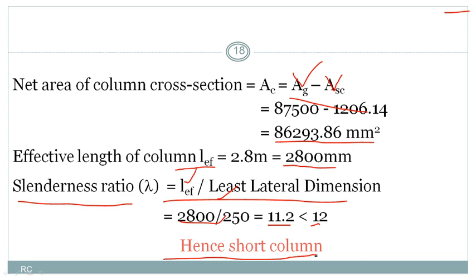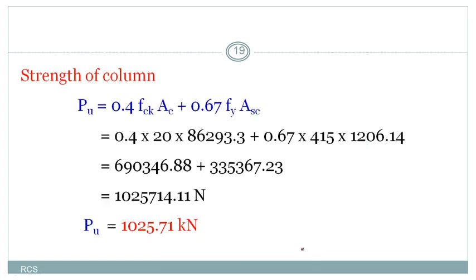So now we have to calculate the load carrying capacity of a rectangular short column, which is laterally tied with a lateral tie we have to provide here. It is not mentioned whether helical or lateral, so we can assume it as a lateral tie. For calculation of strength or load carrying capacity of a column, the code has given a formula. What is that? 0.4 fck Ac plus 0.67 fy Asc.